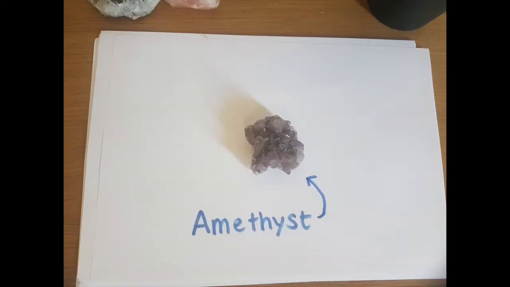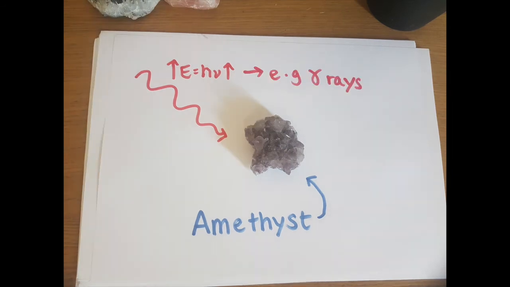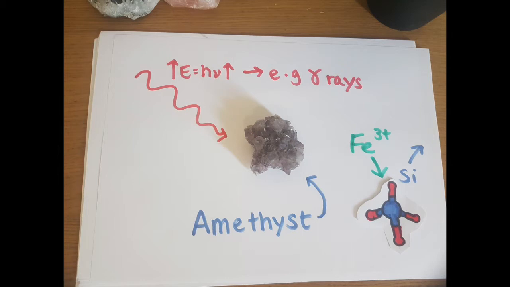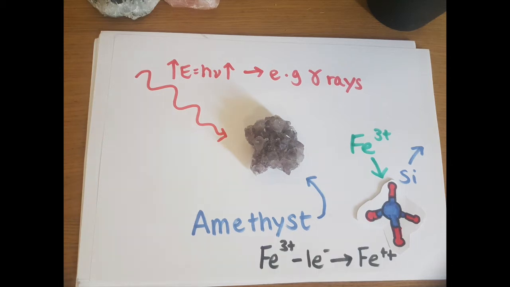Amethyst is purple due to high energy radiation, for example gamma rays, from radioactive sources and iron impurities built into the crystal structure. The radiation causes iron 3+ ions to replace silicon in SiO4 units, losing an electron and forming iron 4+. This is the current theory used to describe the colour of amethyst.